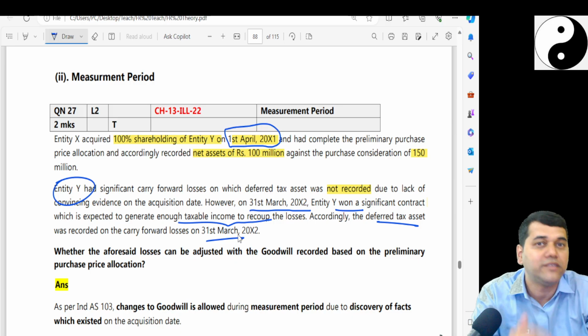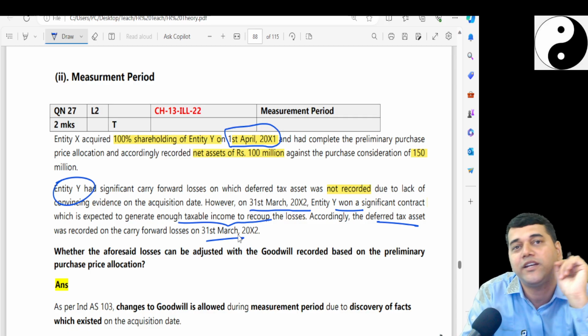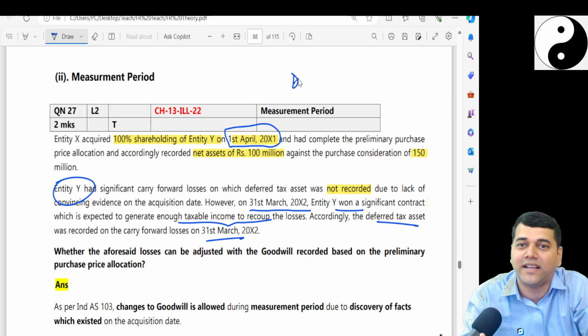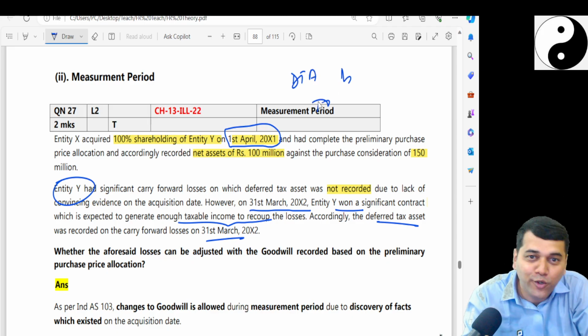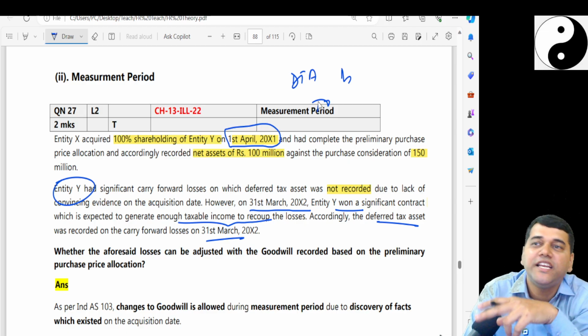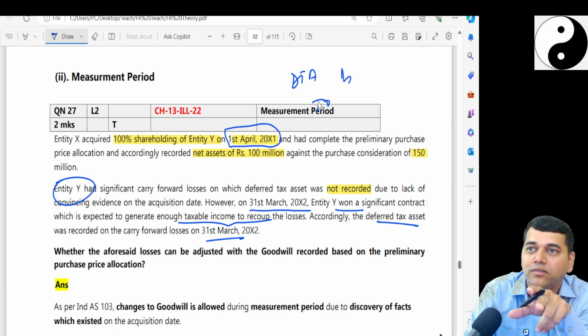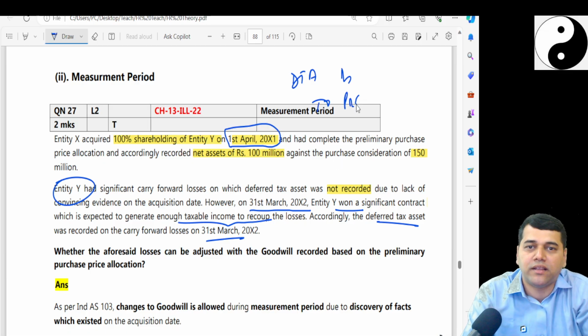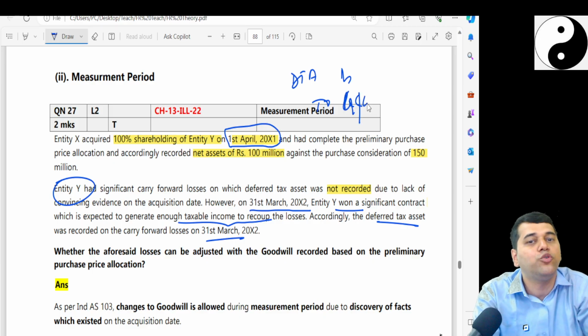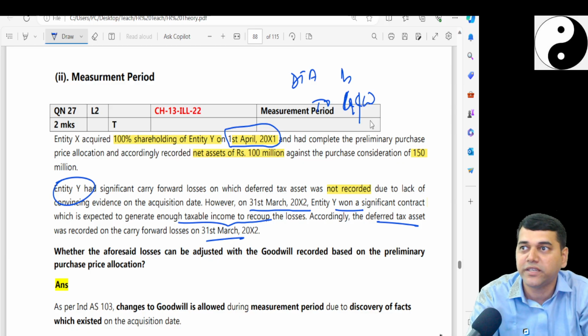Now, when you recognize deferred tax asset, what accounting entry are you going to pass? Deferred tax asset account debit to what? If we are in Ind AS 12, what entry? You would have said P&L. Since we are into business combination, you would have said, sir, to goodwill. But I say measurement. You say we are within measurement period.